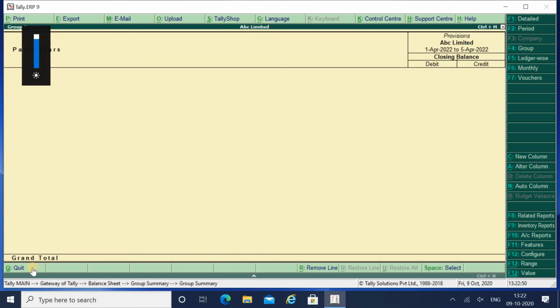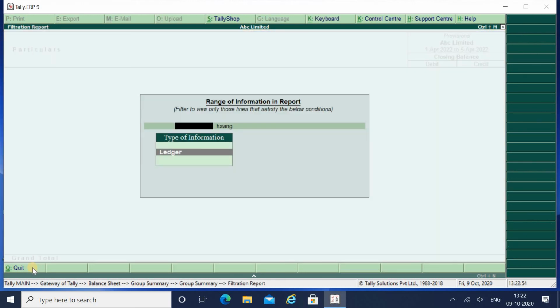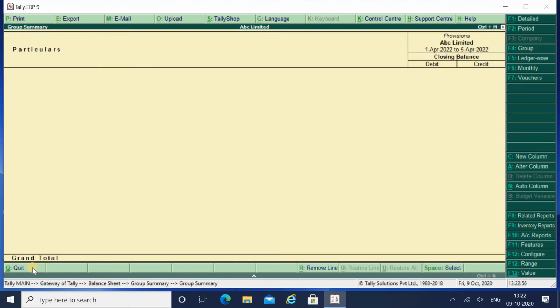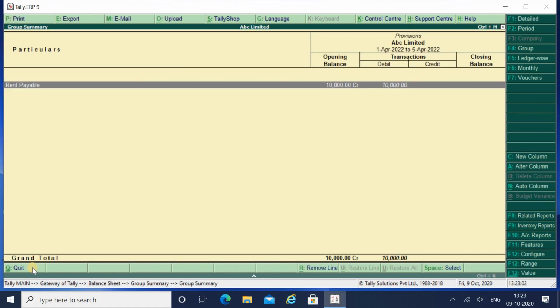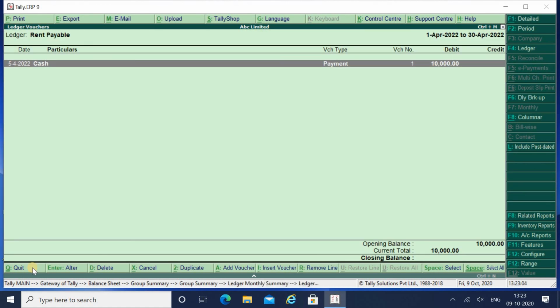Now suppose I use the F12 key, show opening balance yes, transactions yes, and accept this. You can see that my rent payable had an opening balance of 10,000, and now I have made a payment for this 10,000, and hence our provisions have become nil.